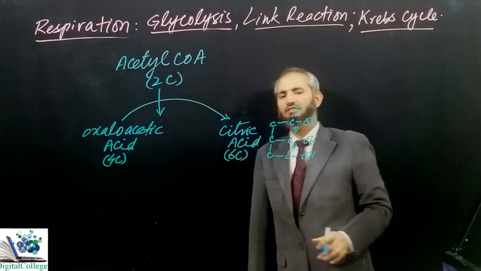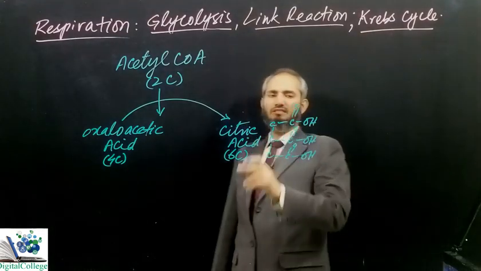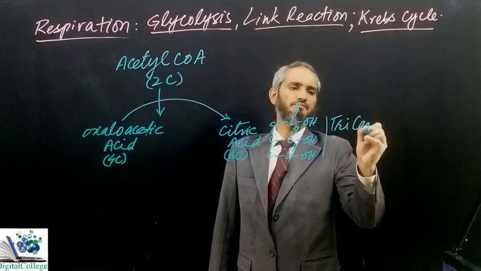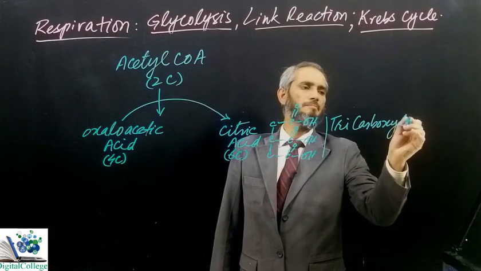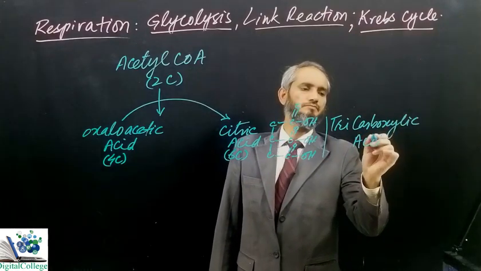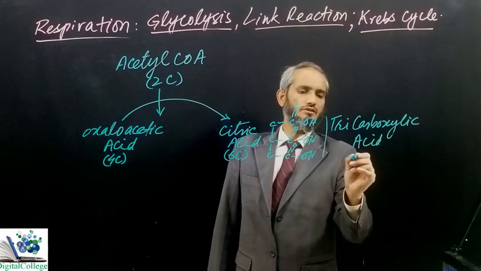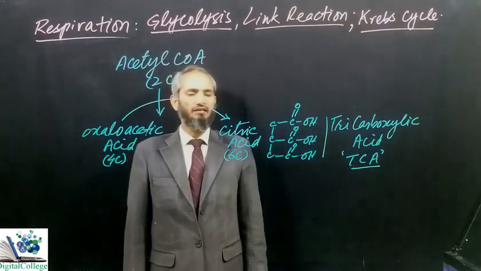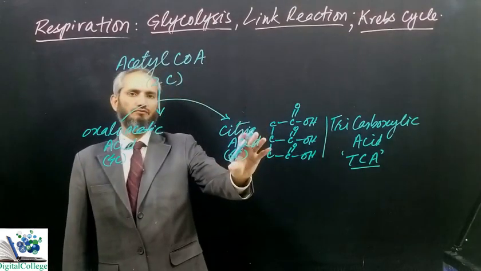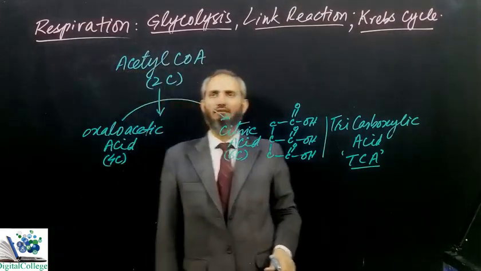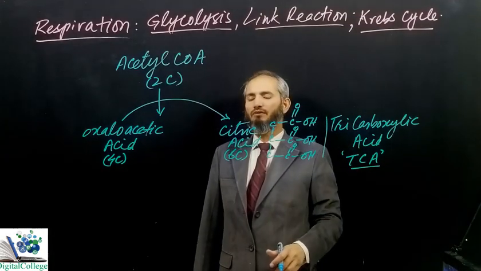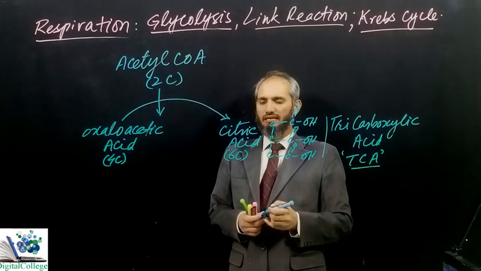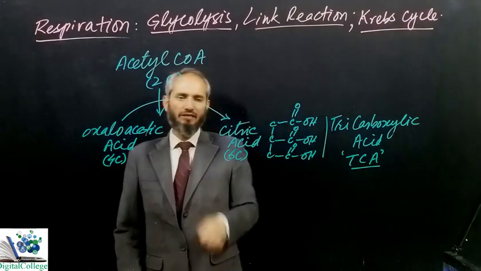3 carboxylic acids are attached. So this citric acid is also called tricarboxylic acid, or TCA. Because of this first product formed after the entry of acetyl coenzyme A, Krebs cycle is sometimes referred to as the citric acid cycle, or it's also called TCA cycle. Now, let's see what's happening in this process.